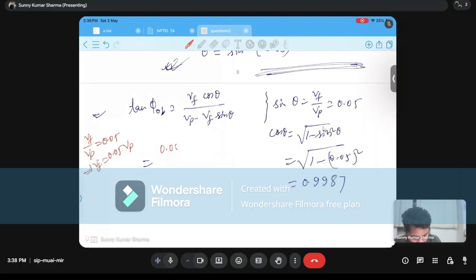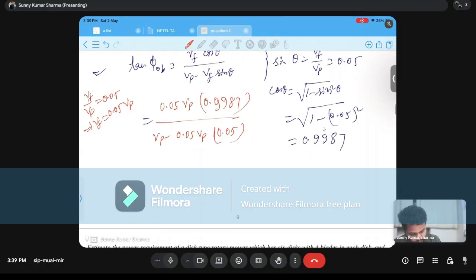So 0.05 VP into cos theta is 0.9987 by VP minus 0.05 VP sin theta, and sin theta is nothing but 0.05. From here, the expression we finally get is 0.05 into 0.9987 by 1 minus 0.05 into 0.05.